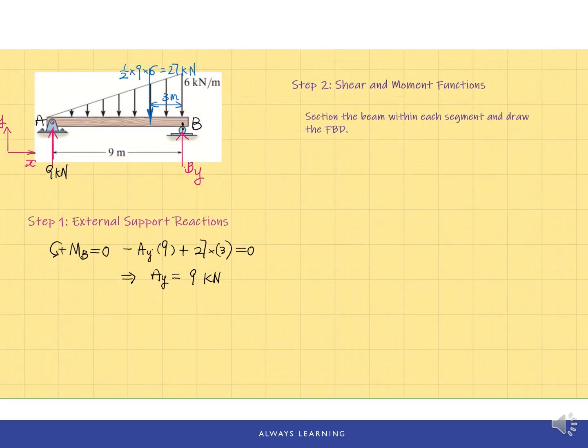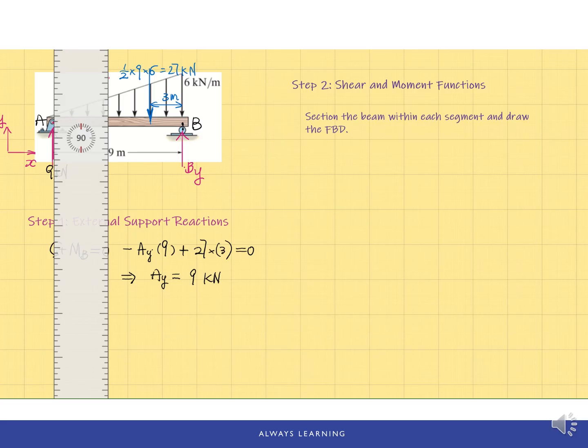Step 2, we can write the shear and moment functions. To do that, we need to section the beam within each segment and draw the free body diagram of the left segment or the right segment. But in this case, since the distributed load extended all the way from A to B, the loading status doesn't change over the entire length of the beam. So we will just have one segment, segment AB. That means we only need to section once, any place between A and B, and then take the left segment to draw the free body diagram.